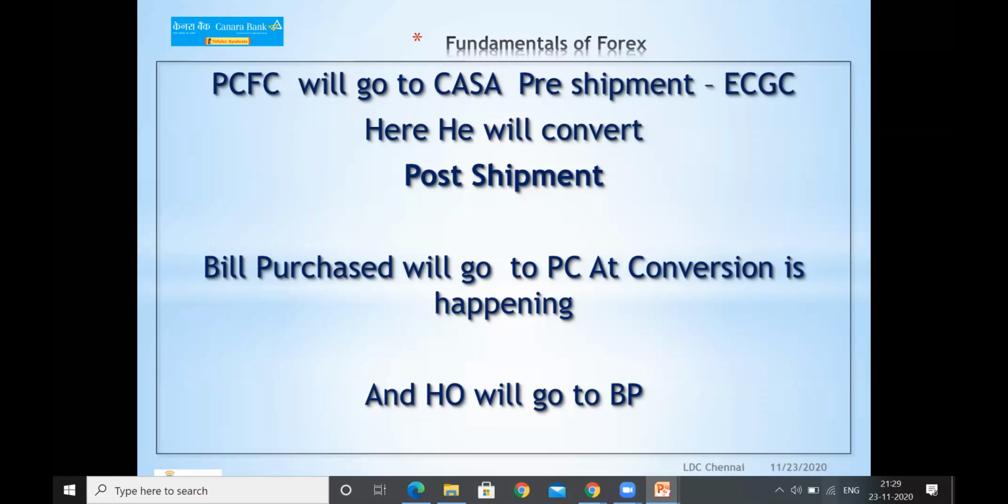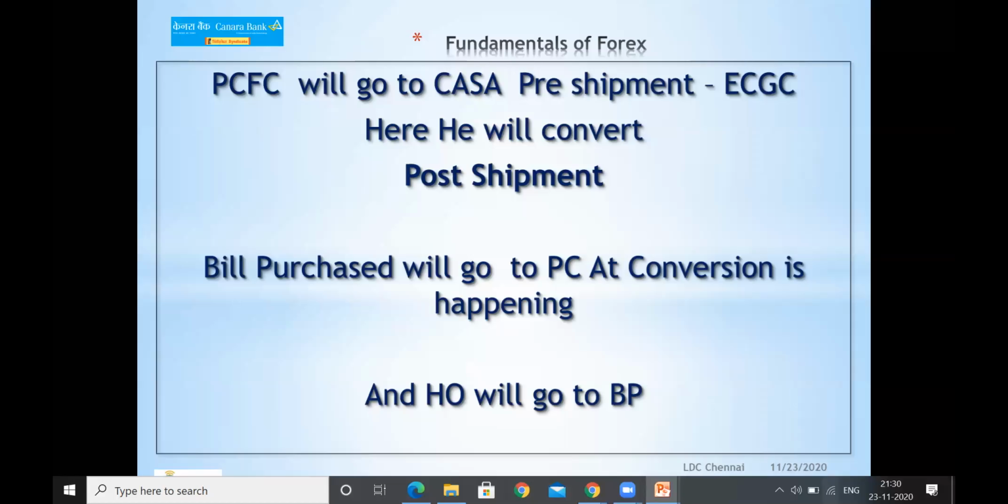If the party wants to avail foreign currency conversion at the PC stage itself, he can avail PCFC, packing credit in foreign currency. On that day he will convert at the TT buying rate. When shipment happens, we will open BRD once again, but here we will not convert. We will simply adjust the bill. Suppose a 1 lakh bill is submitted and 90,000 PCFC is there, that will be adjusted. The balance amount will go to the EEFC account, or you can convert. So this is the way we deal with it.